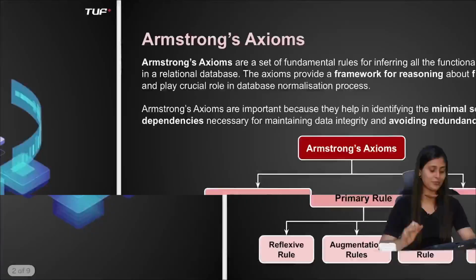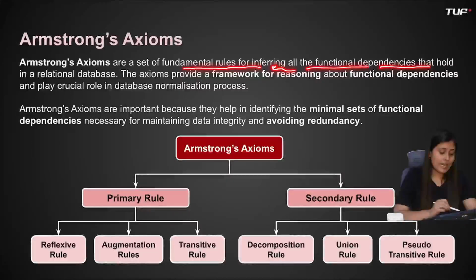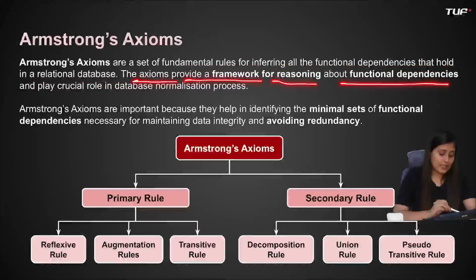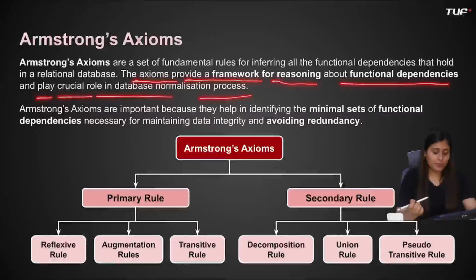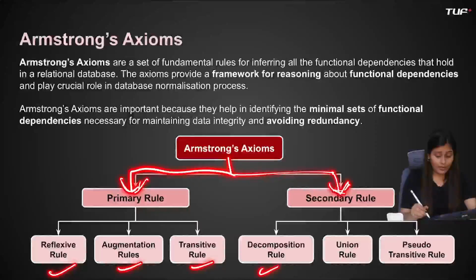So let's begin with the first topic, which is Armstrong's axioms. So what are Armstrong axioms? These are a set of fundamental rules, basically inference rules, for inferring all the functional dependencies that hold in a relation in a database. The axioms provide a framework for reasoning about functional dependencies and play a crucial role in the database normalization process. So basically these are nothing but inference rules, with which we take help and create more necessary information.